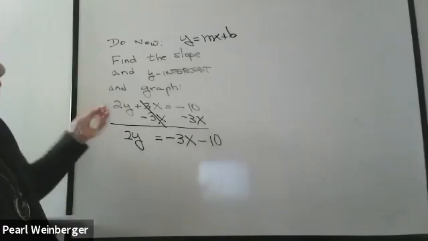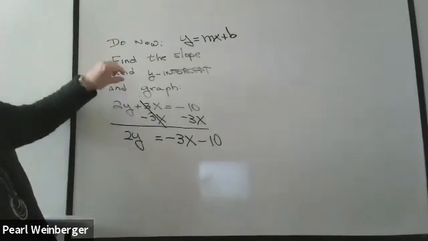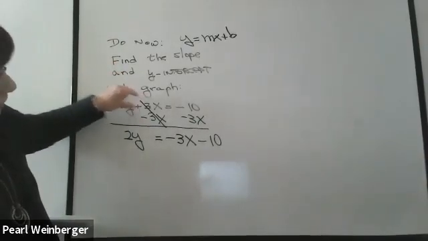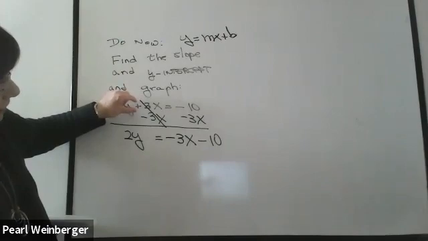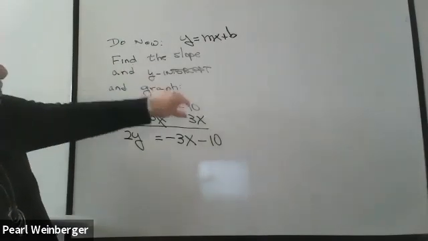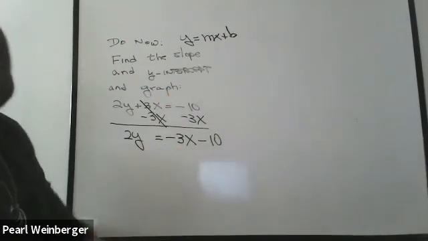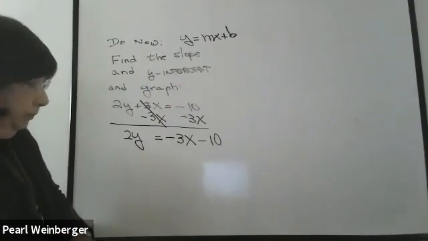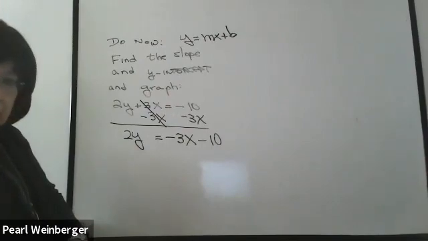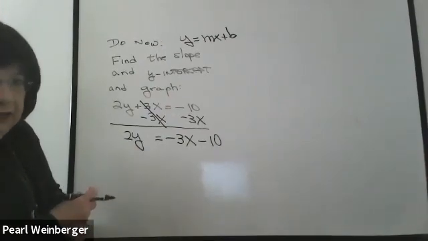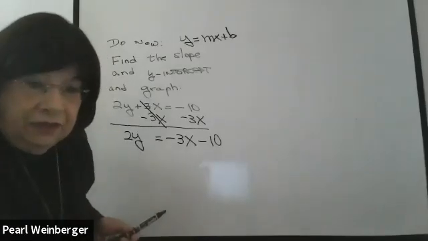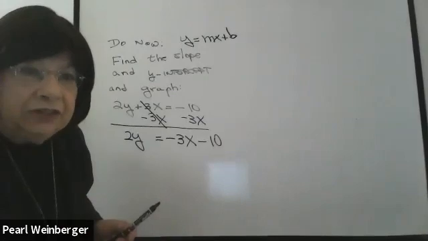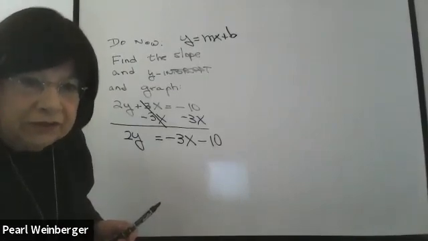In other words, if you're doing it by the transposing method, since this is a positive 3x on this side, we're going to bring it to the other side. It's going to become negative 3x. Now, what did you think we should do, Shira? What's our next step? Divide by 2.